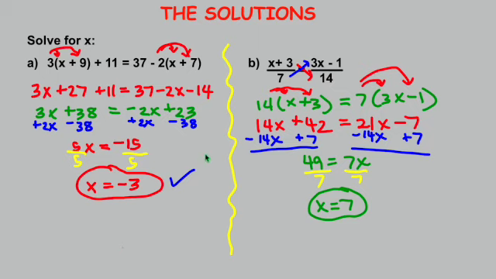On the other equation, I have the cross multiplying going on here, so it should be 14 times the quantity x plus 3, you see that right here, and then 7 times the quantity 3x minus 1. Use the distributive property on both sides, you get 14x plus 42 equals 21x minus 7, and I subtracted 14x and added 7 to both sides, so we get 49 on the left side, and on the right side of the equation we get 7x. Divide by 7, and we get x equals 7.